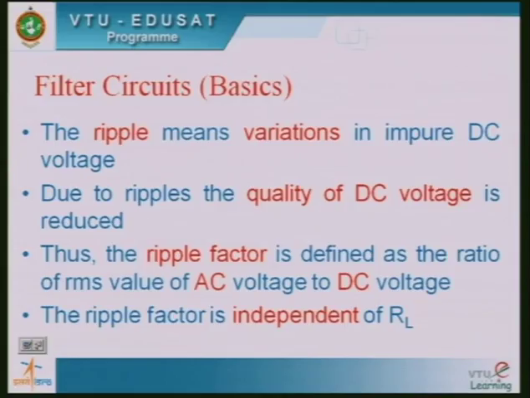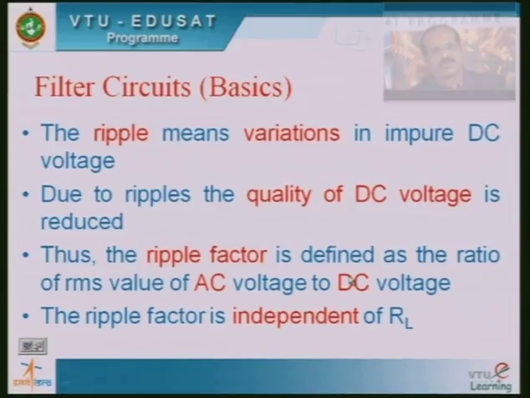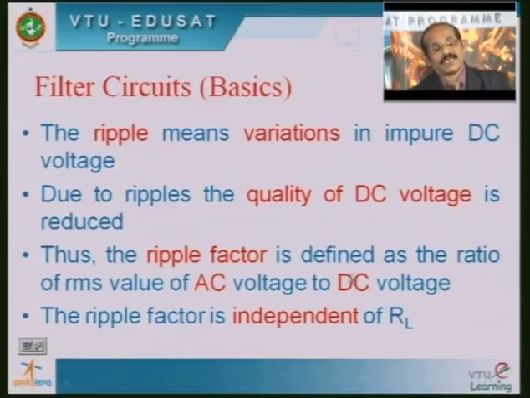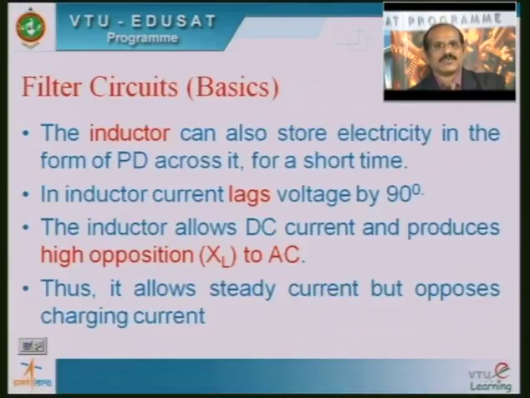So therefore the ripple factor is defined as the ratio of the RMS value of the AC voltage to the DC voltage. Also, you can note that the ripple factor is very much independent of the RL value. That means even whenever there is a variation in the RL, that will not have much effect on the ripple factor.